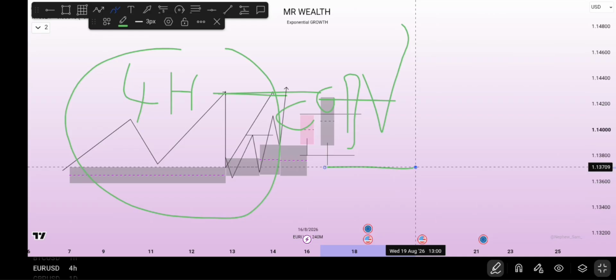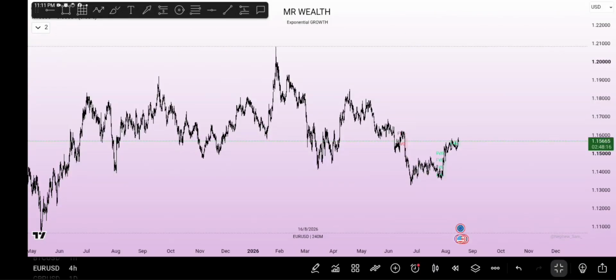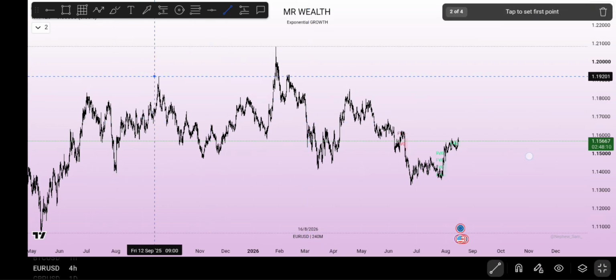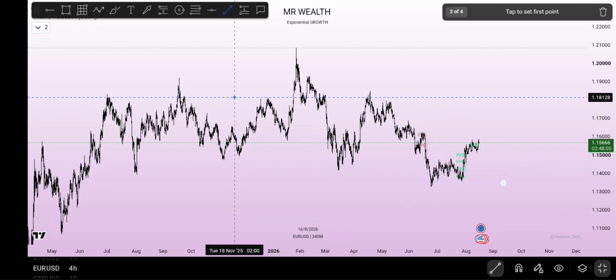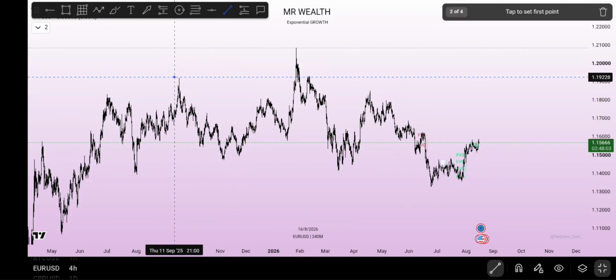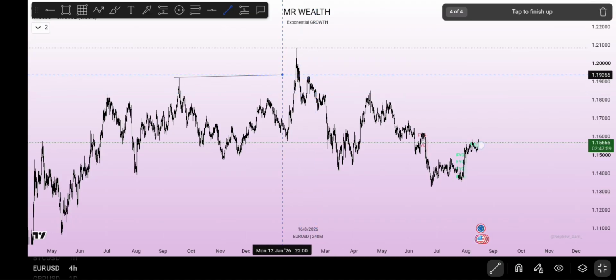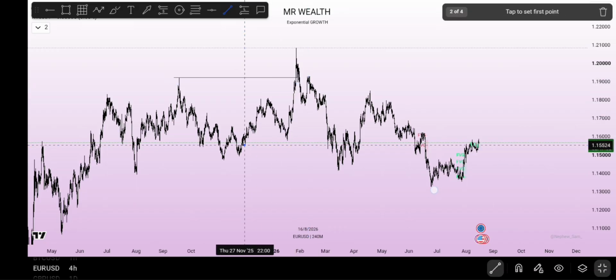So that is it. Let's dive into the chart. We'll start by marking out the structure. This is the high, this is the high, and this is the low.